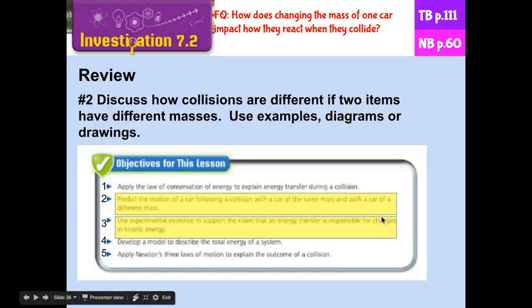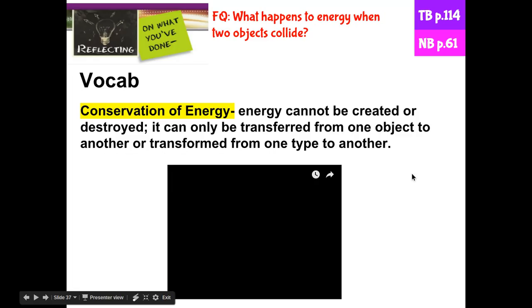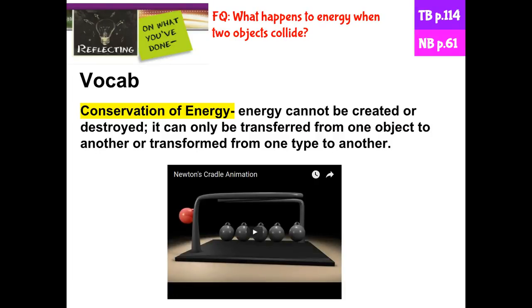When you get a little time, you're going to want to go through your objectives and look at number 2. You're going to want to discuss how collisions are different if two items have different masses, and then use some examples from your lab, some diagrams or some drawings to finish that. And then we're going to look at our vocabulary. We had 6 vocabulary words for lesson 7. We want to make sure everyone has that down. You should have this in your notebook already, but in case you don't, I'm going to flip through the vocabulary pages for you.